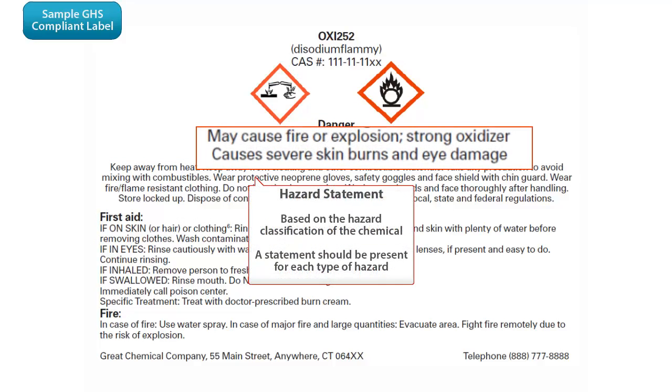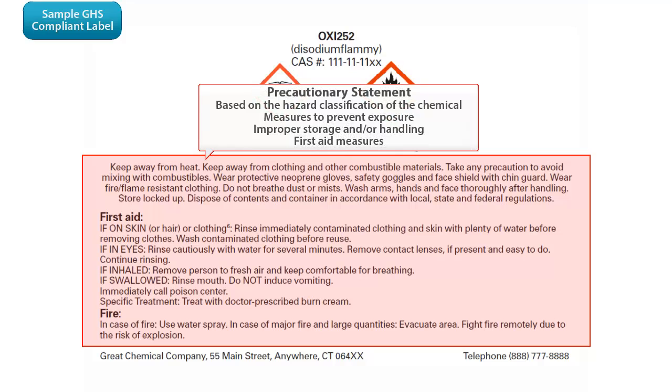Hazard statements are based on the hazard classification of a chemical and describe the hazard associated with the chemical. A statement should be present for each type of hazard, and multiple similar statements may be combined. Precautionary statements are based on the hazard classification of the chemical. They describe recommended measures that should be taken to protect against hazardous exposures or improper storage or handling of a chemical. Precautionary statements include first aid procedures, and in the event of similar statements, labels are to include the one that contains the most protective information.